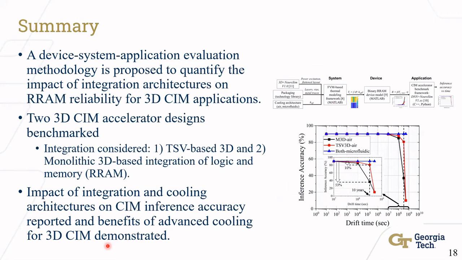So to summarize, we talked about a device, system, and application level evaluation methodology to quantify the impact of different kinds of integration design parameters and architectures on emerging device reliability for compute and memory applications. We looked at two CIM accelerated designs. We looked at TSV based 3D and monolithic 3D integration. And we evaluated the impact of integration and cooling architectures on the inference accuracy, the key figure of merit for compute and memory inference, and demonstrated the potential benefits of advanced cooling.